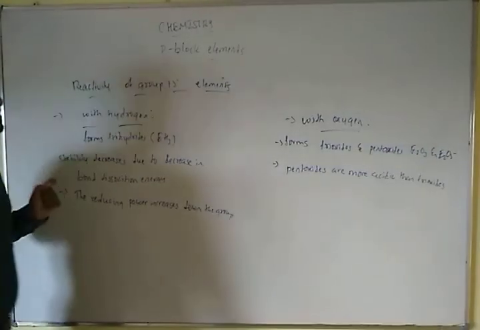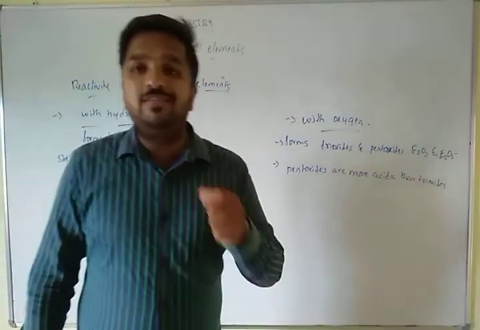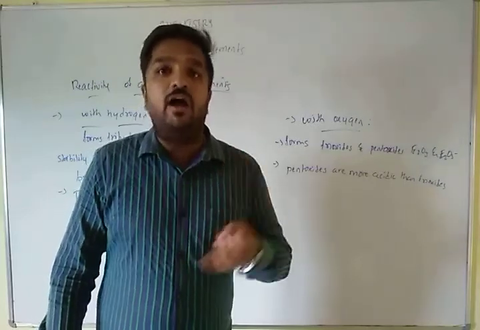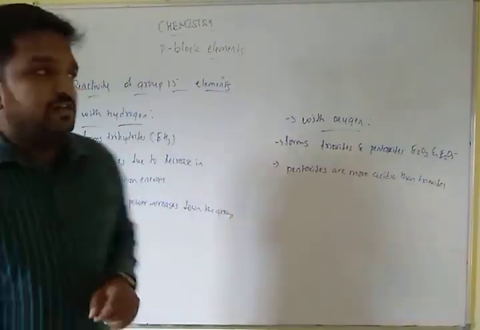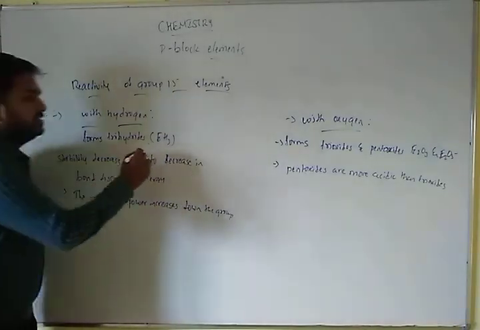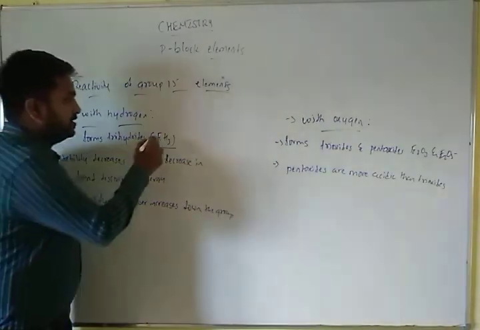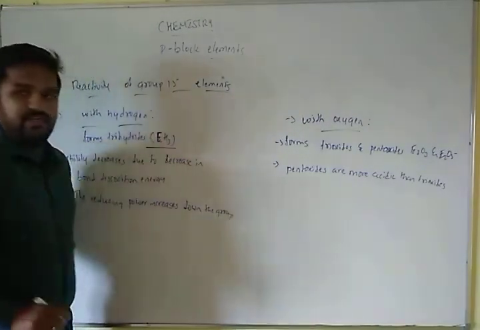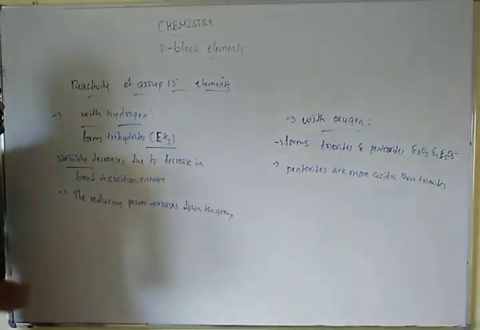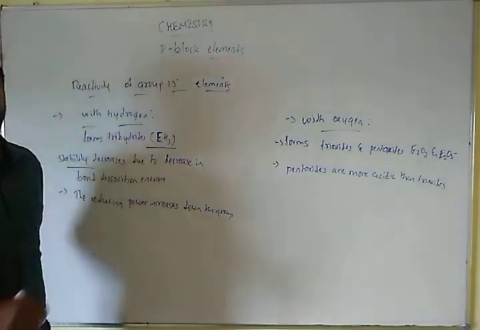Now let us talk about the reactivity of these group 15 elements. How do these group 15 elements react when they are reacted with hydrogen, and how do they react with oxygen? When these group 15 elements are treated with hydrogen, generally they form trihydrides, respective trihydrides, in the form of EH3, representing the 15th group element. The stability of these trihydrides decreases due to the decrease in bond dissociation energy.